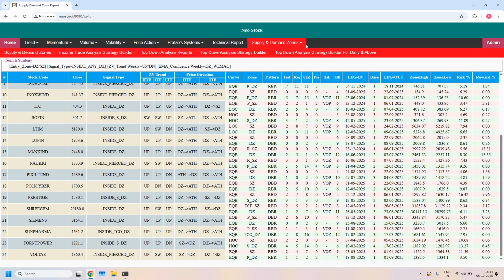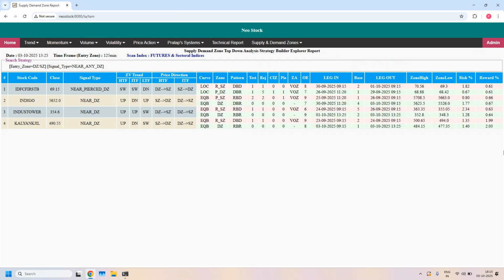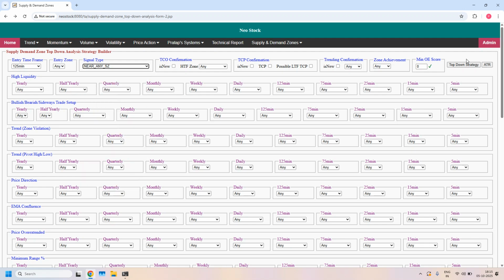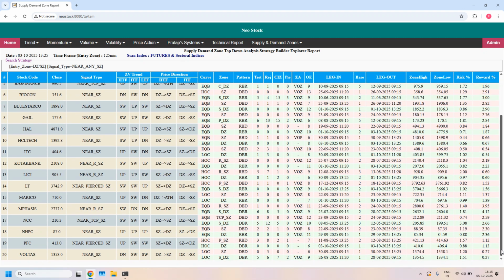Next time frame daily already generated in the beginning of the report. So the next time frame is 125 minutes. Stocks near to the 125 minutes demand zone. We got 4 stocks. Next, stocks near to the 125 minutes supply zone. First 15 stocks in the list. Scrolling the list down. Total 20 stocks are filtered.